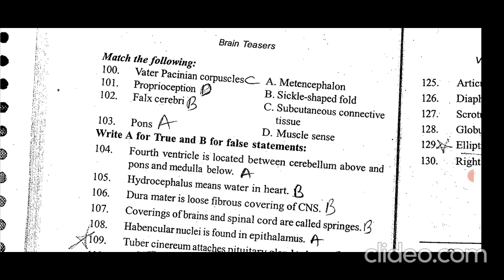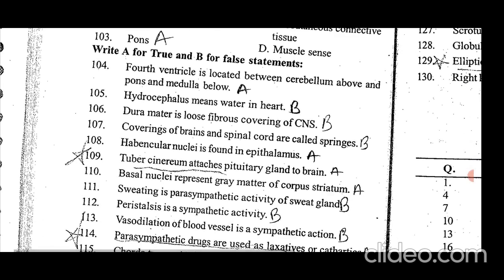Pons is in the metencephalon. The fourth ventricle is between the cerebellum, pons, and medulla. Dura mater is a dense fibrous membrane. Habenular nuclei are found in the epithalamus. The epithalamus has habenular nuclei. Tuber cinereum attaches the pituitary gland to the brain.